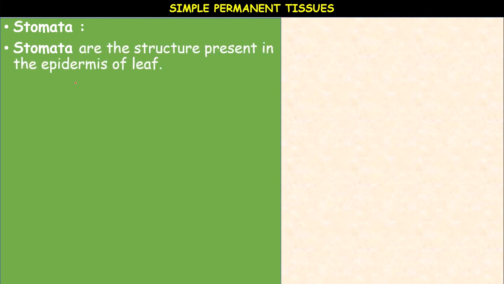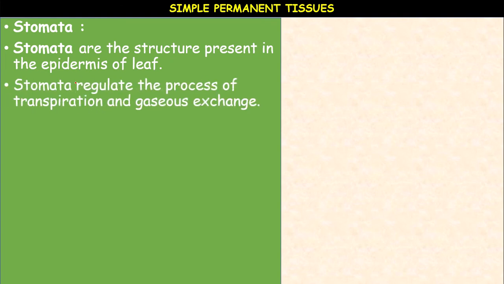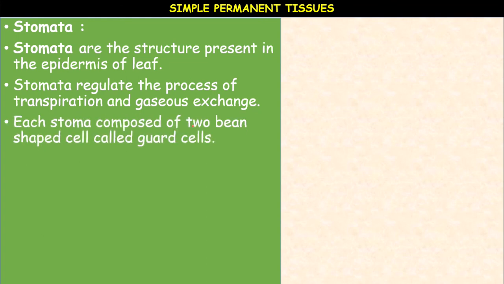Next, stomata. Stomata are another part of the dermal tissue. These are structures present in the epidermis of leaf. Stomata regulate the process of transpiration and gaseous exchange. Each stoma, meaning the hole present in the stomata, is composed of two bean seed shaped cells called guard cells.